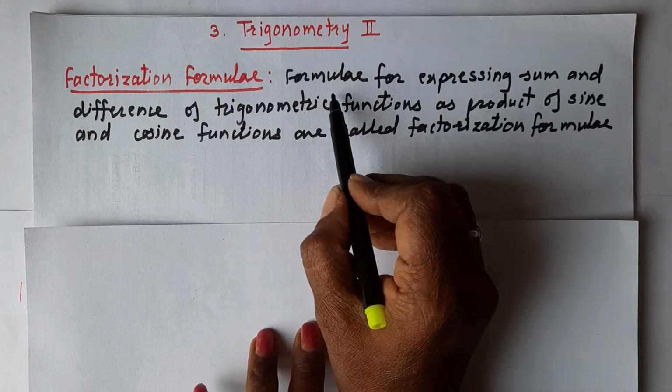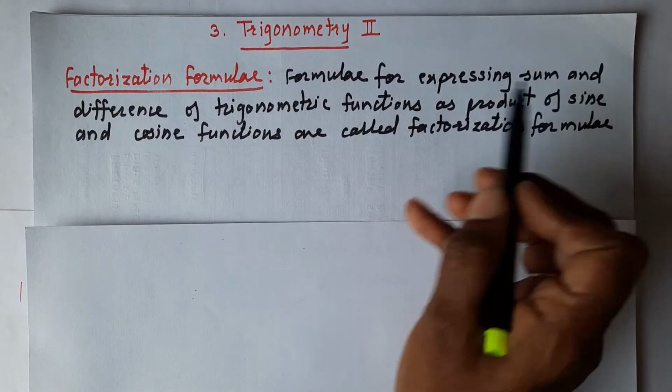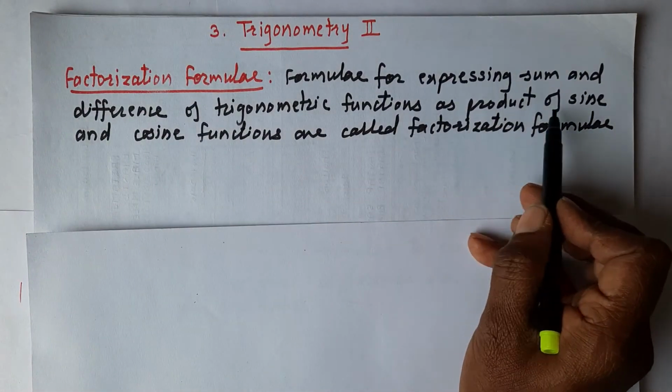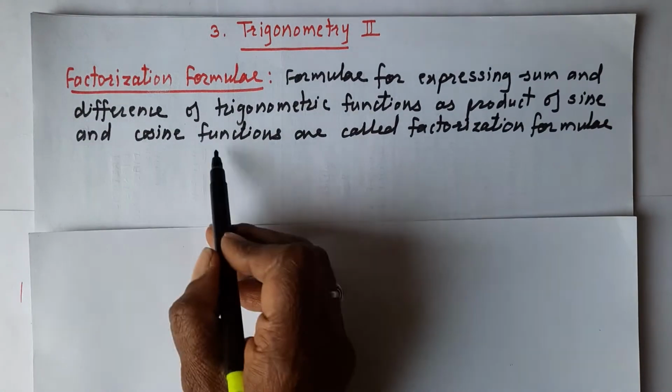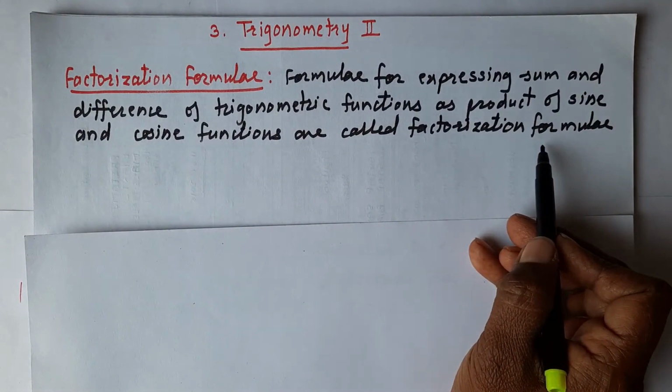Dear students, today we will see factorization formulae from chapter trigonometry second. Let's see what is meant by factorization formulae. Formulae for expressing sum and difference of trigonometric functions as product of sine and cosine functions are called factorization formulae.